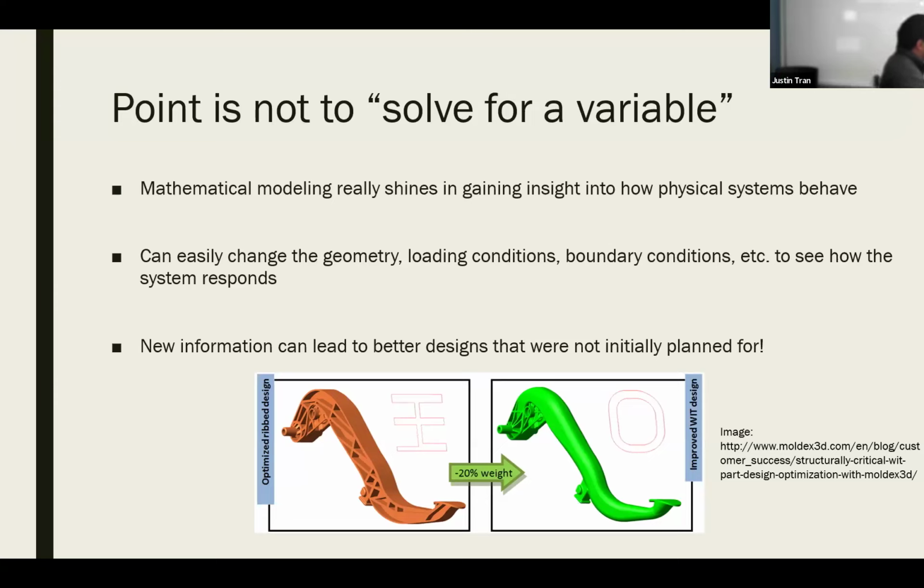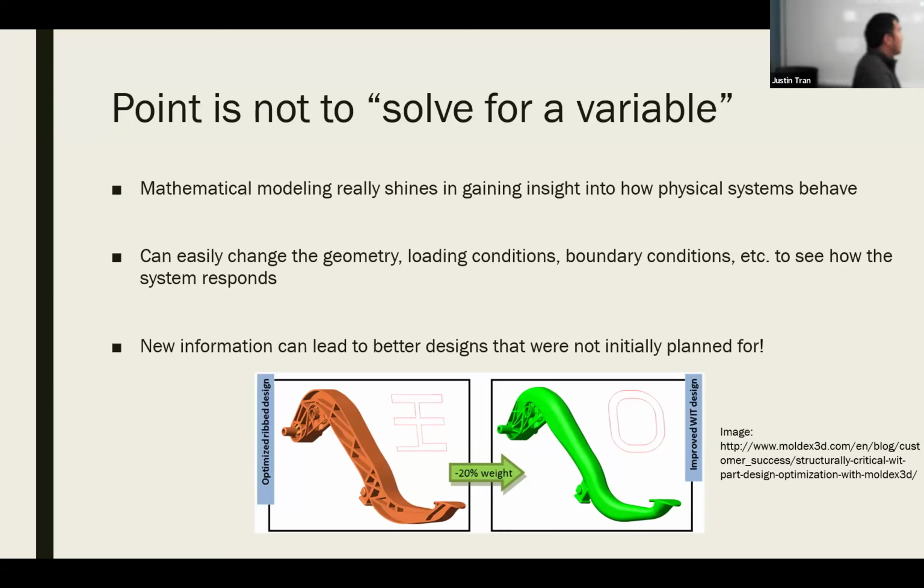So one thing that's going to be a trend in this class is that this class is a little bit different from your previous math classes in that not all the time are we going to be solving for one particular variable. Okay. Sometimes that's the key. Sometimes the solution is just to solve for one thing. But really, the real value of mathematical modeling is that it gives you insight or gives you a stronger understanding of how a physical system will behave.